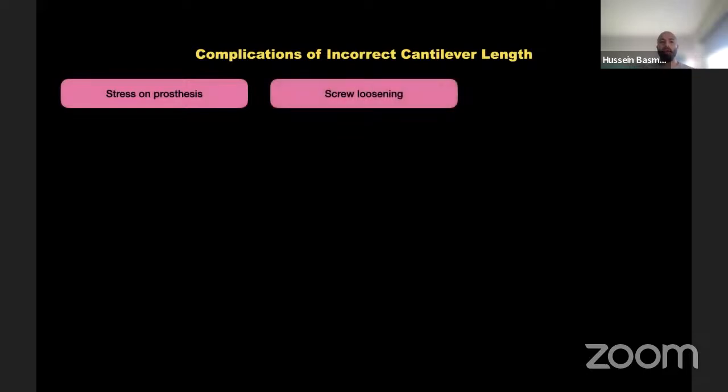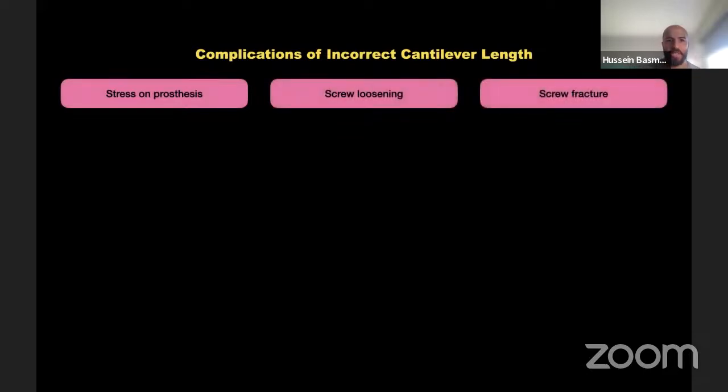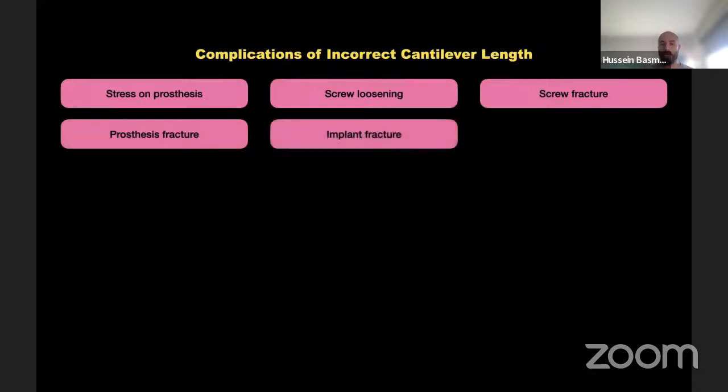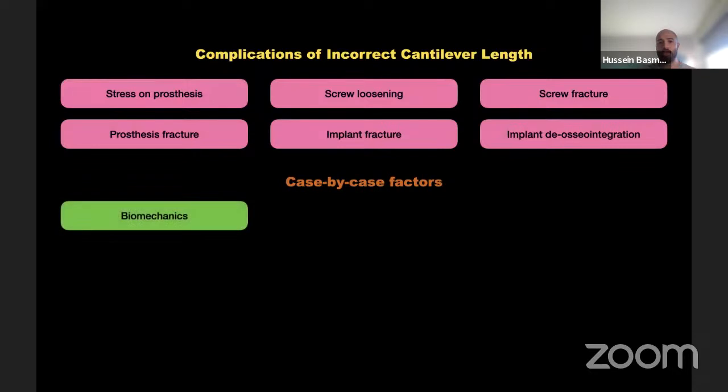So by increasing the AP spread, or if we have an increased cantilever, we will have stress on the prosthesis. We can end up with a fracture of the prosthesis. We can have screw loosening of the middle implant that we talked about. The screw can fracture, the implant could fracture. We could have some bone loss around the implants.